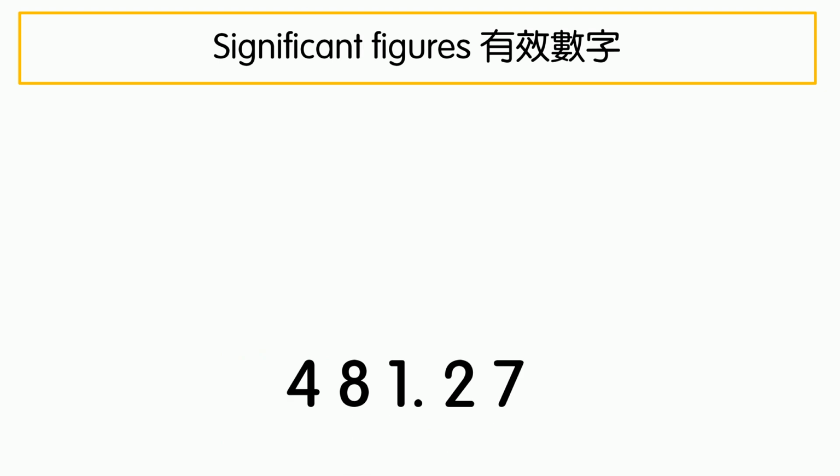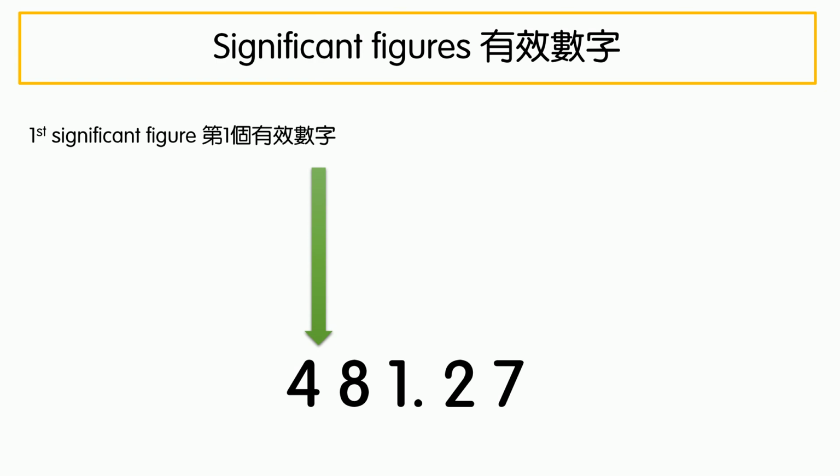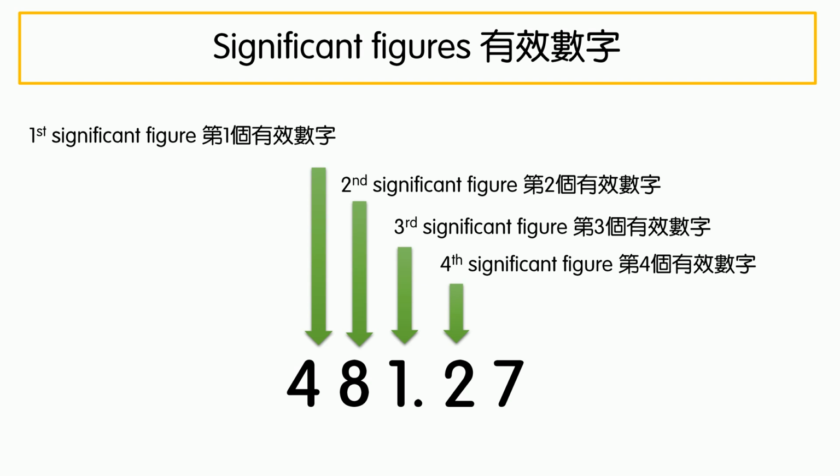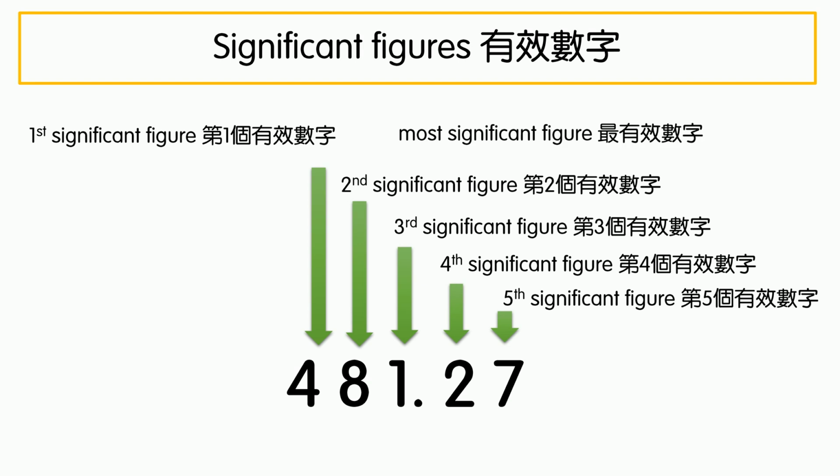In this number, the number 4 is the first significant figure. 8 is the second one, 1 is the third one, 2 is the fourth one, and 7 is the last one, the fifth significant figure. That's why in this number there are 5 significant figures. We call the first one the most important significant figure, since its value is the greatest.